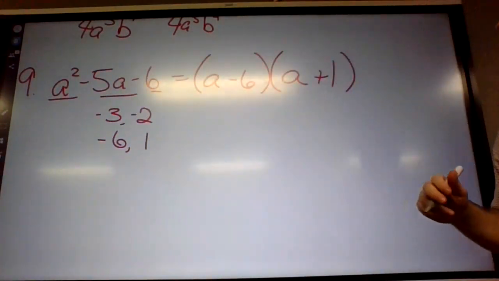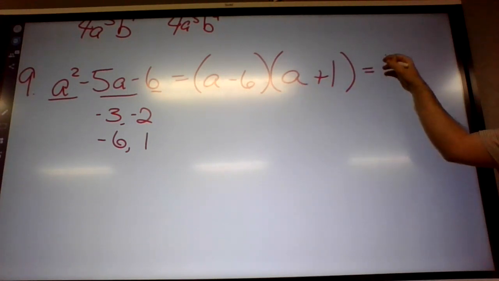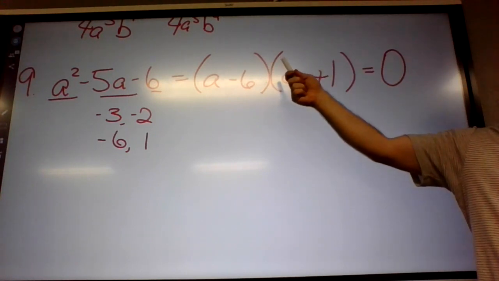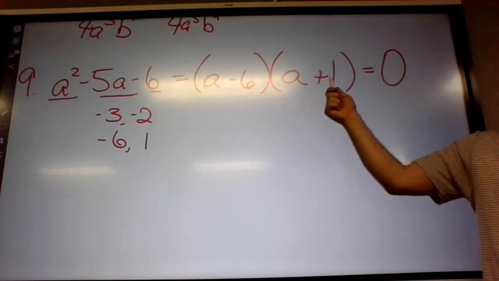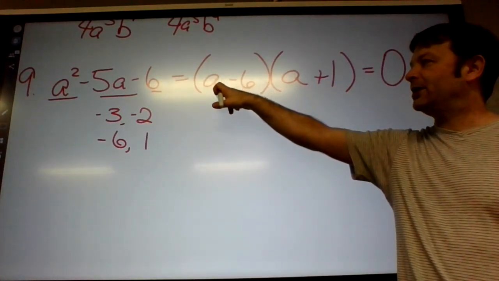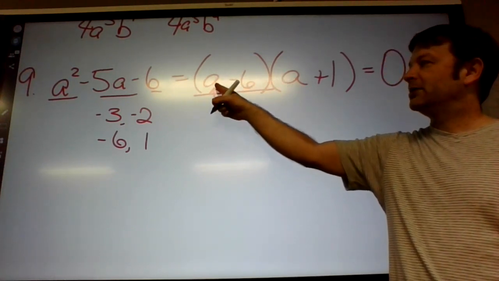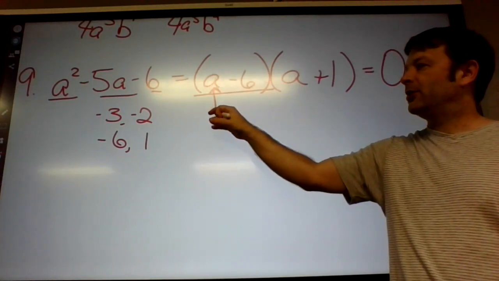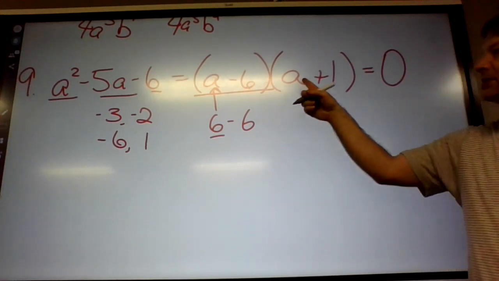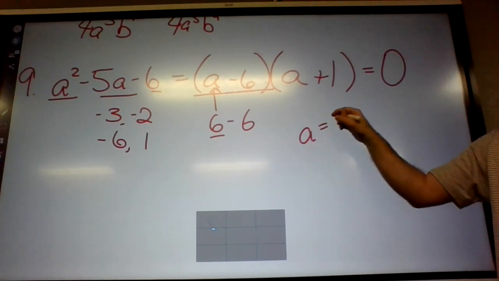Now, this is a chapter 10 question, but on chapter 12 it looked more like this. And what was the answer in chapter 12? 6 and negative 1. So not only did we factor sometimes, but we had to say, what values of A make this equal 0? What minus 6 equals 0? So then the answer would be 6. And the answer on this one would be negative 1. You just do the opposites. And that's for chapter 12.